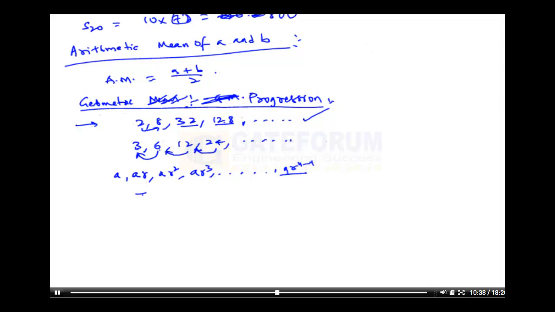Therefore, the nth term of a GP is given as ar power n minus 1, where a is the first term. r is called the common ratio. Ratio means a division, that's why we have said common ratio. In the previous arithmetic progression we said d is the common difference, because we are subtracting. Here we are doing division, that's why ratio. Next, n is equal to the number of terms.